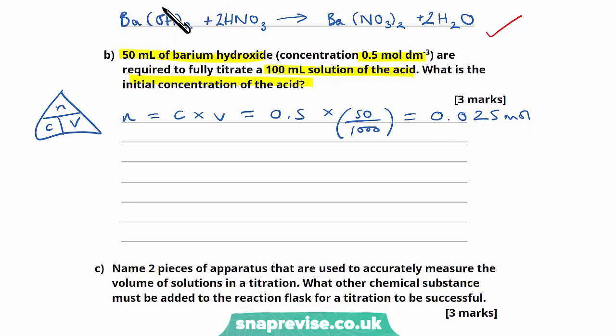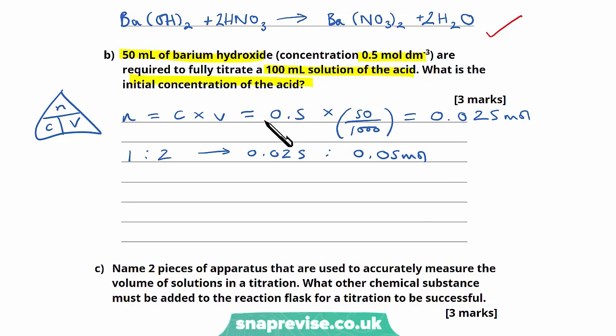Now, if we take a look at the equation that we previously wrote, we can see that 1 mole of barium hydroxide reacts with 2 of nitric acid. So that's 1 to 2. Therefore, if we have 0.025 moles of our barium hydroxide, that's going to react with 0.05 moles of our nitric acid. So we know we have 0.05 moles of nitric acid that's reacting initially.